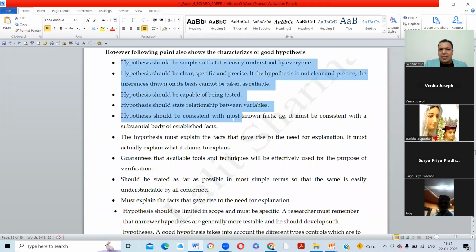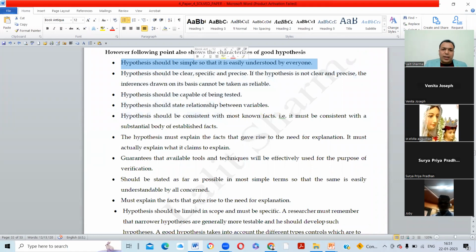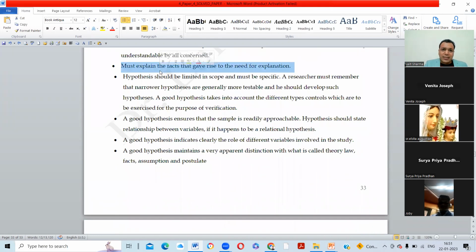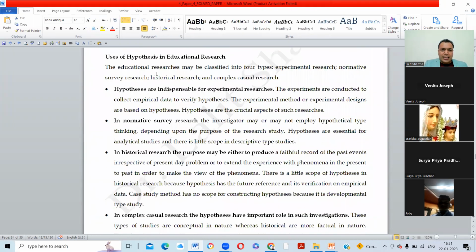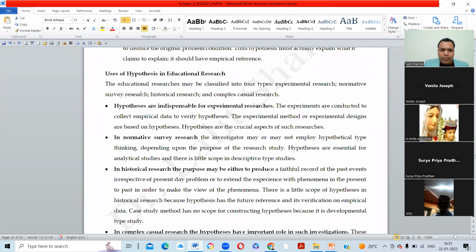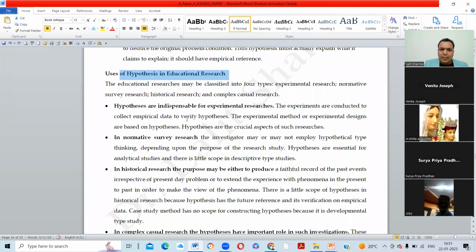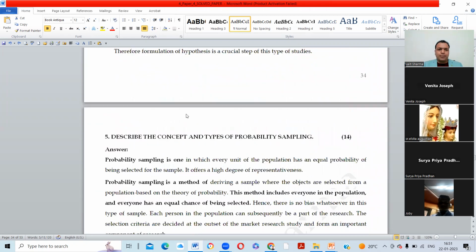Then in a flow you can write that a hypothesis should be simple so that it is easily understood by everyone, and it must explain the facts that gave rise to the need for explanation. Then at the end I have written the uses of a hypothesis in educational research, for half a page. You can define it. And last you have to write a conclusion.